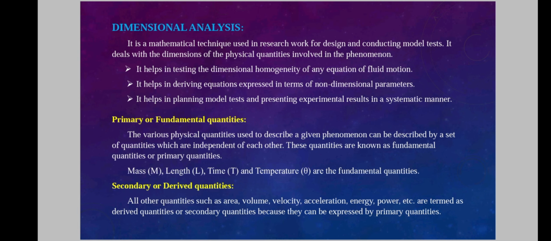And the secondary and the derivative quantities are all other quantities such as area, volume, velocity, acceleration, energy, power are termed as the derived quantities or secondary quantities because they can be expressed by using the primary quantities.